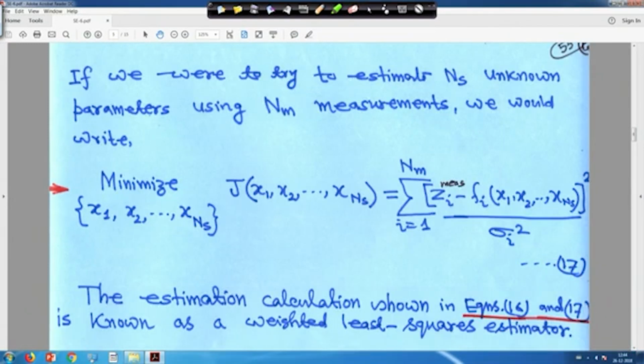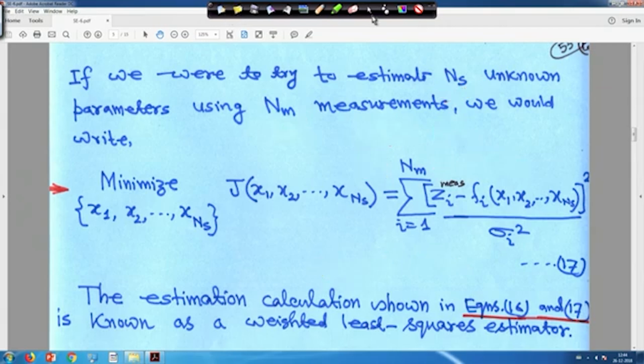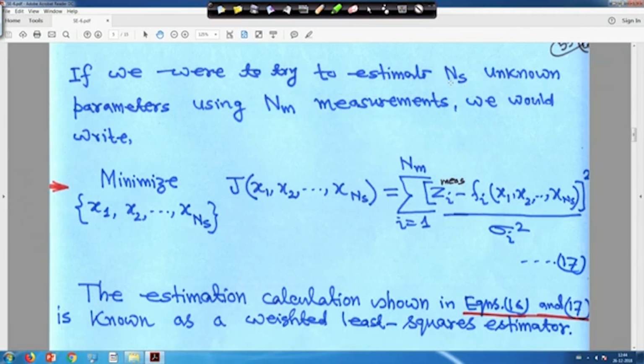Now suppose we were to try to estimate ns unknown parameters using nm measurements. Suppose we have ns number of state variables, and we have nm number of measurements. Generally we can find three cases. One is when ns is greater than nm, another is when ns is equal to nm, and another is when ns is less than nm. All three cases are there, so we will see that. Here we have ns number of parameters, that is state variables, using nm measurements.